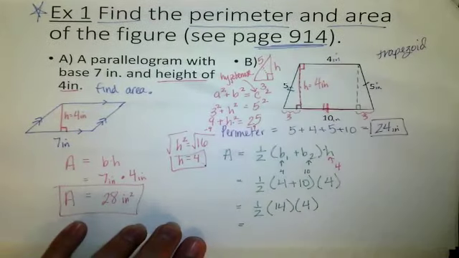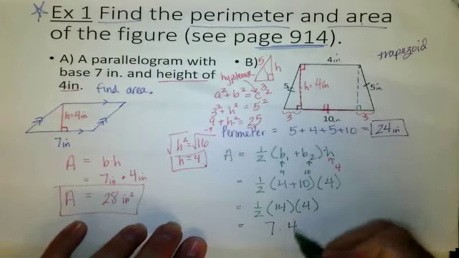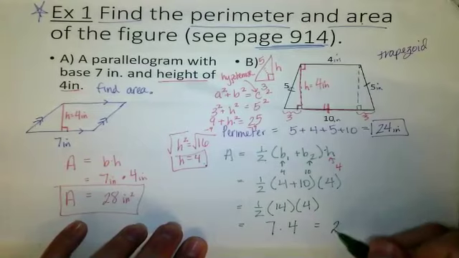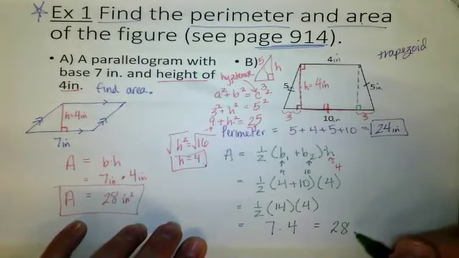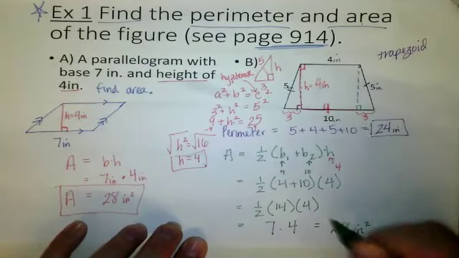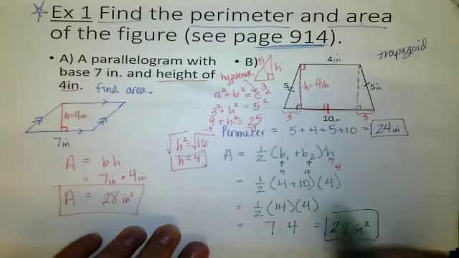What is half of 14? 7 times 4 is 28. And what are the units? Inches squared. Very good, inches squared.